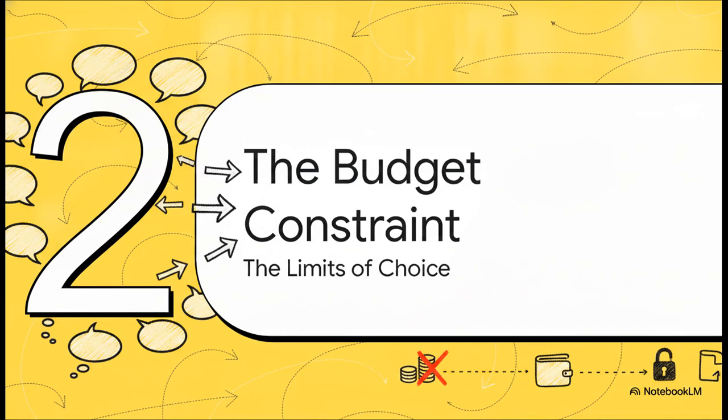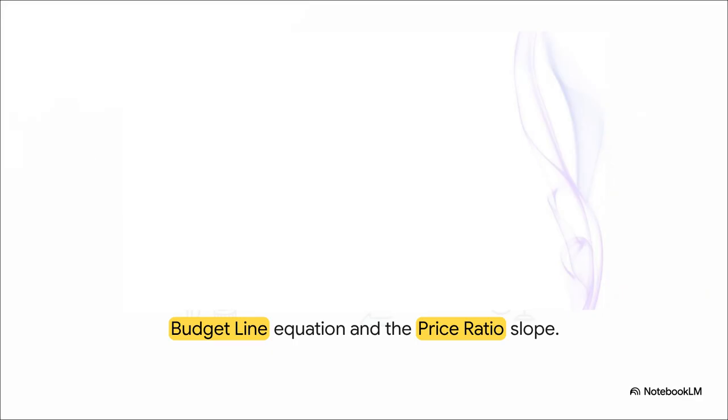Which brings us to part two, the budget constraint reality, or basically, the limits of our choices. Because no matter how much utility we want, our bank accounts pull us right back down to earth. The budget line represents what you can actually afford based on your income and current market prices. The absolute key takeaway here is its slope. The slope is just the price ratio, the price of good X divided by the price of good Y. It's the market's trade-off, totally ignoring what you personally might desire.